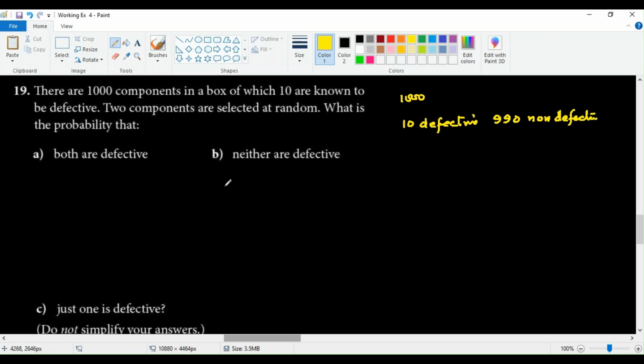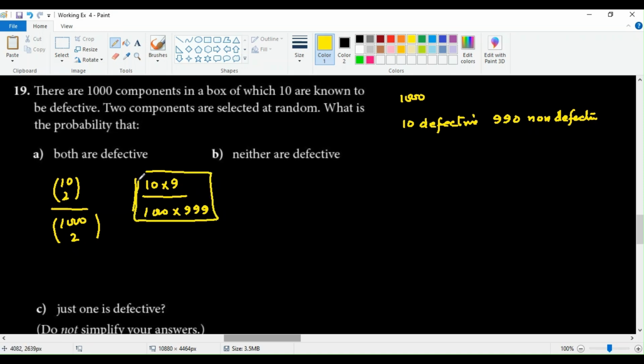Now in here, first we go for both are defective. So we are going for 10 choose 2, we use combination, divided by 1000 choose 2. So this is going to be solved, and this I will write as 10 and 9. I will not write 8 because we are talking about 2 only, and divided by 1000 and 999. So this is going to be the answer for this part of the question.